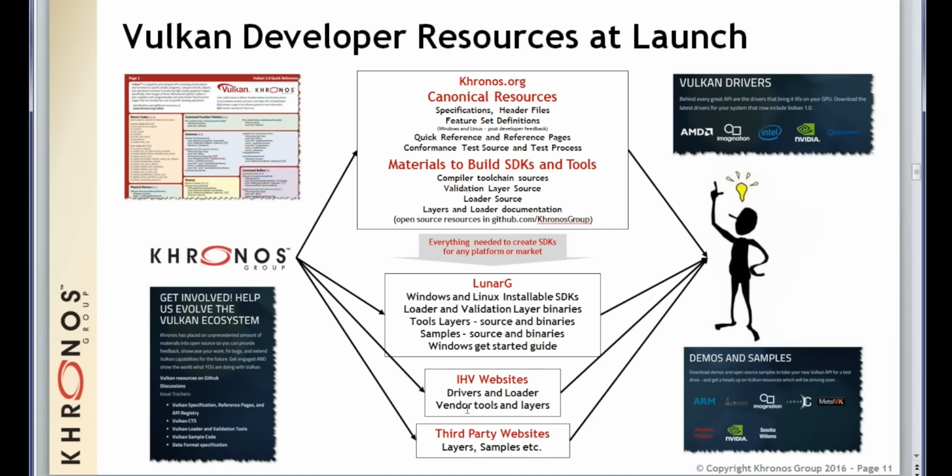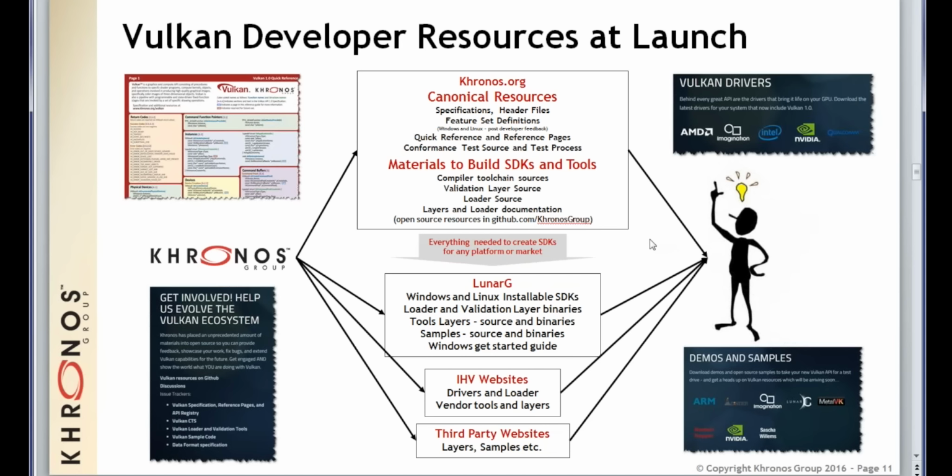Of course, we have the IHV websites. You will get your Vulkan drivers as you've always done your OpenGL drivers. You will go to your hardware vendor's driver download page, and Vulkan will be included in the driver download. And then on the Khronos website itself, there's broadly two classes of information that we've uploaded.